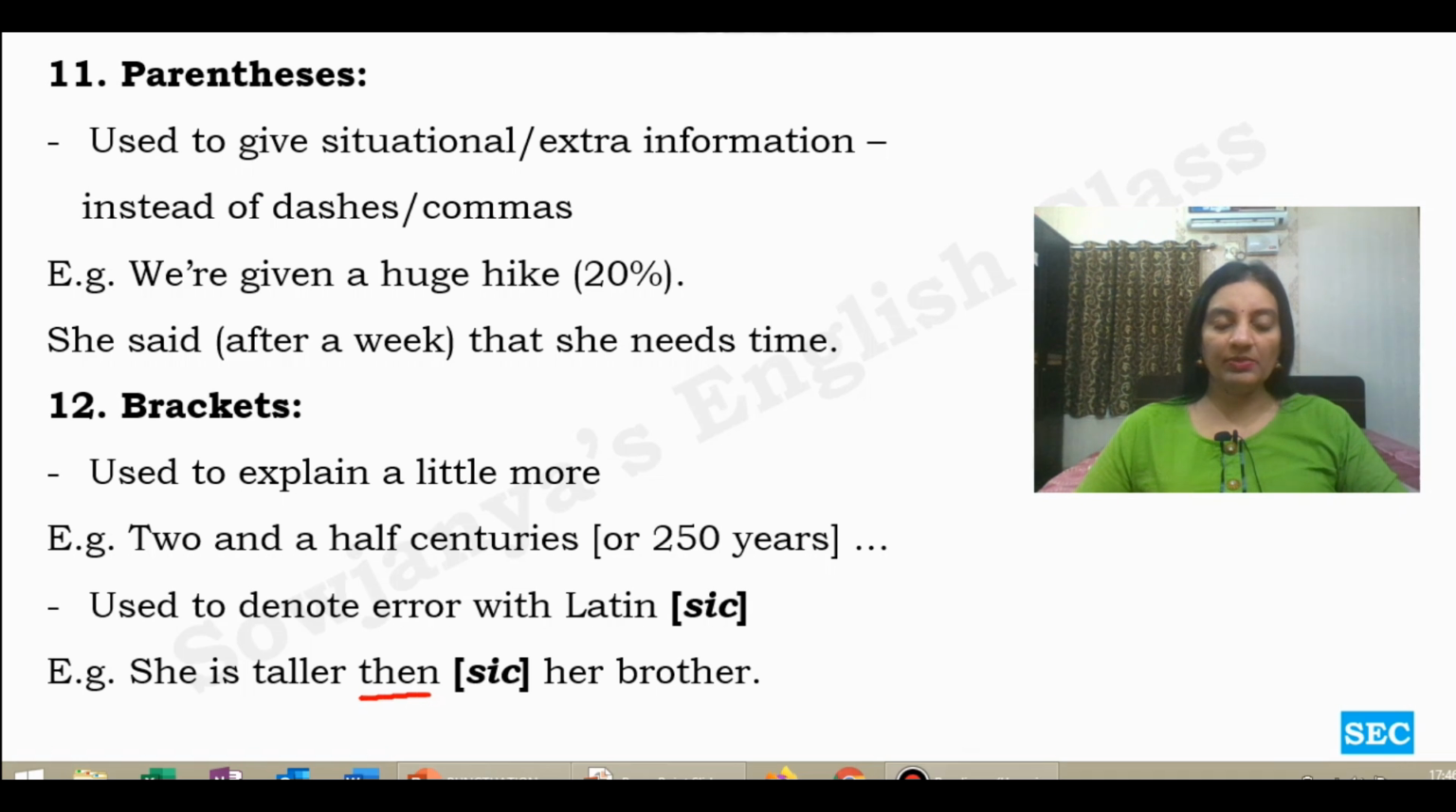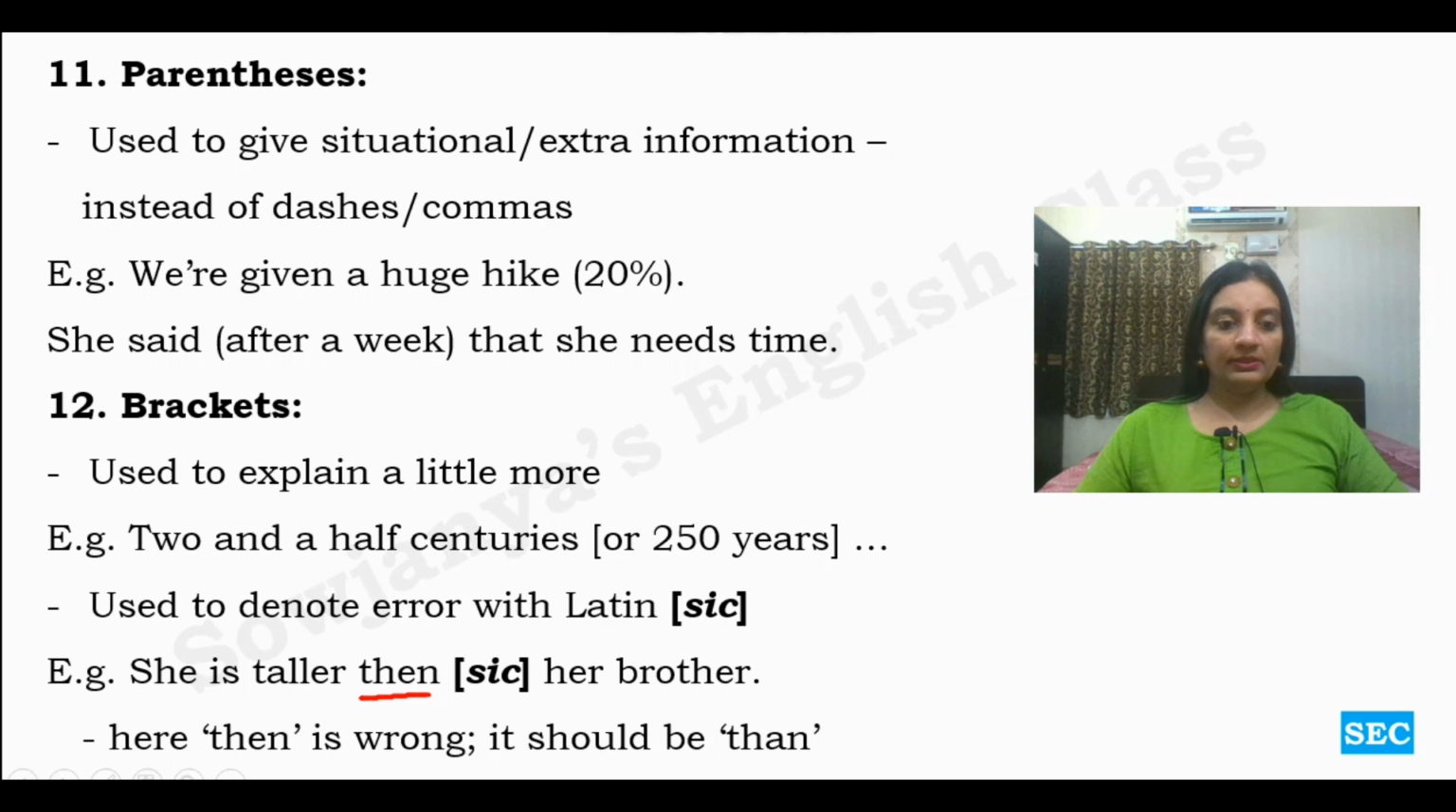Sic, in the sense meaning that, or thus, or so. Okay, it is an error. It has to be rectified. That is what this means. Here, then is wrong. It should be than, comparing. She is taller than her brother. That's why the editor keeps a bracket along with sic. Sic is the Latin term which means thus or so.